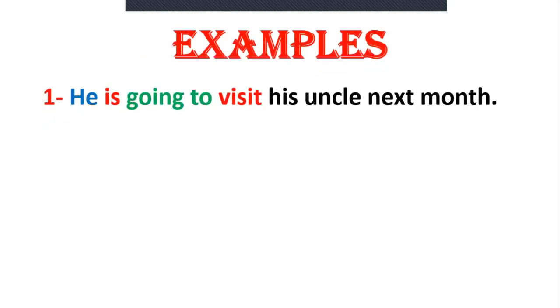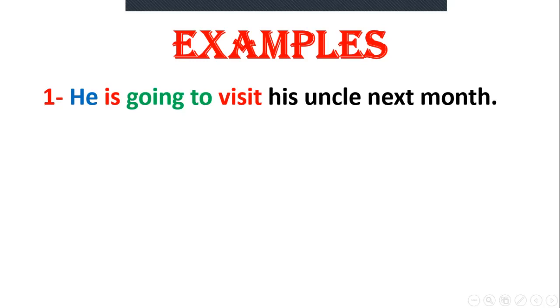Look here at these examples. Number one, he is going to visit his uncle next month. Here also we begin with subject he, and after he, we use verb to be is. He is going to visit. Take care here, my students, we use this verb visit in infinitive because this verb comes after going to, and after going to, we must use verb in infinitive.